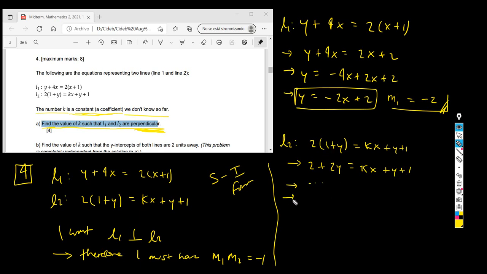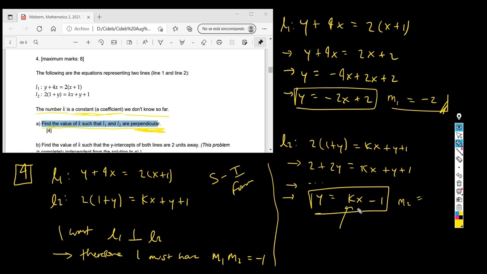I'm gonna skip some steps. I will go directly to the solution. You should be able to arrive at this. It's gonna be kx minus 1. This is it. Okay, just go from here to here. It's just simple algebra. Let me check if everything is right. Yes. Okay. And I realized when I look at this equation, guys, that the slope of line 2 is k. It's this value.